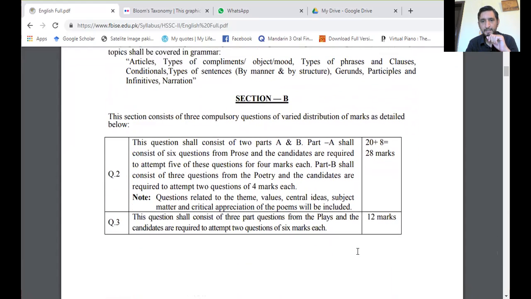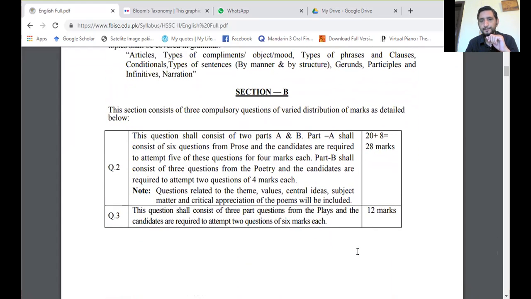Now we come to section B. This, as you know, consists of short question answers. But here the questions, some of them may be from the book, the questions that are given at the end of the book, but some may be different altogether. They will be checking your understanding or comprehension of the lessons. So questions related to the theme, values, central ideas, subject matter, and critical appreciation of the point.